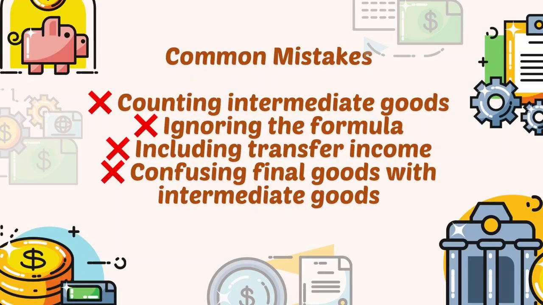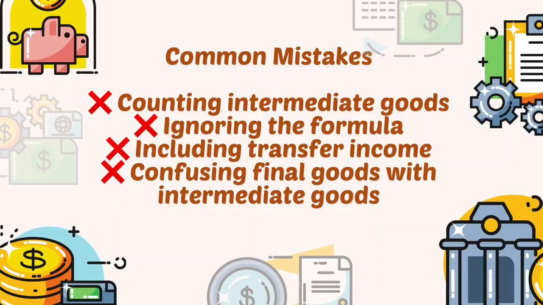Now let's discuss the mistakes that students commonly make in the exams. The first mistake is counting intermediate goods separately. For example, if you count wheat, flour and bread individually, you will overestimate the national income because you have counted the same value multiple times. The second mistake is double counting. Always remember that double counting means adding the value of the same product more than once.